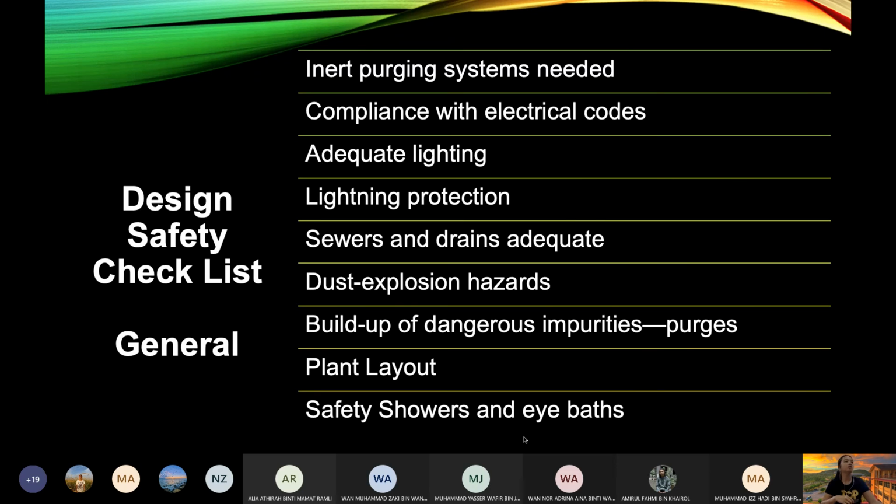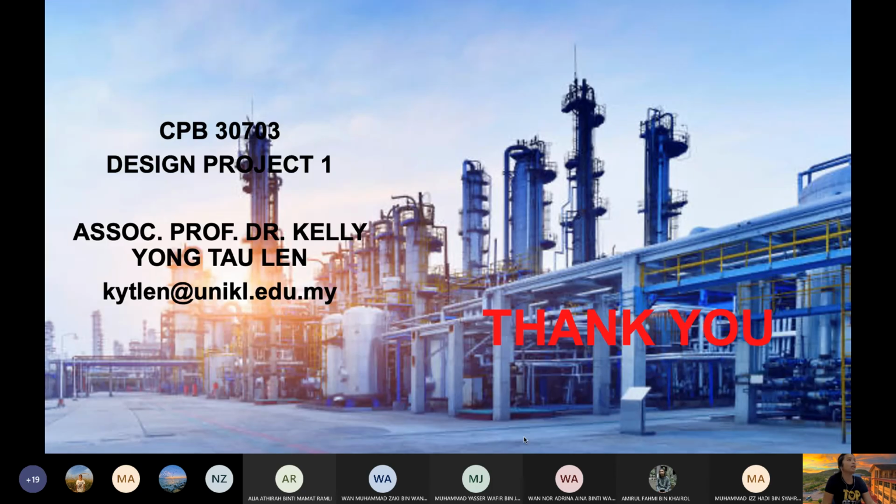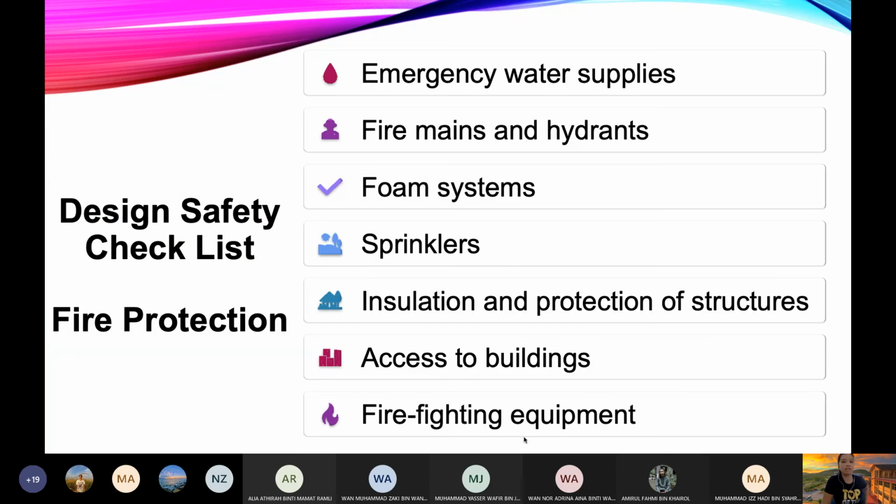Okay, so next one, you have to have adequate sewers, drains, you have to have dust explosion hazards, and that's why the plant layout as well, you have to consider all these process hazards, right? The next, fire protection, to ensure your chemical plant has all these fire protection equipment as well, aspects and equipment. Right, next one, done. So last one was on the fire protection. Okay, so that's all for chapter 6 of design project 1.